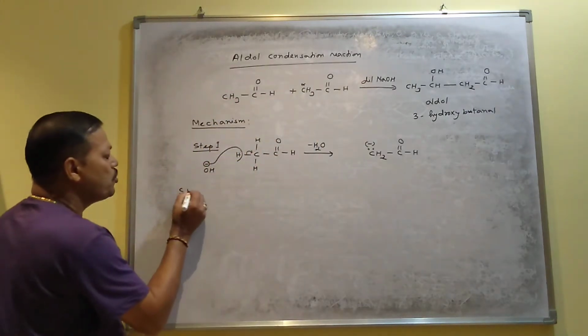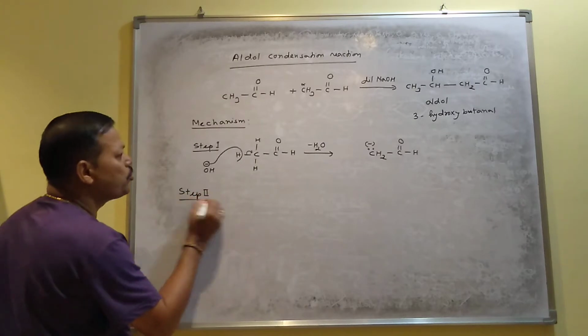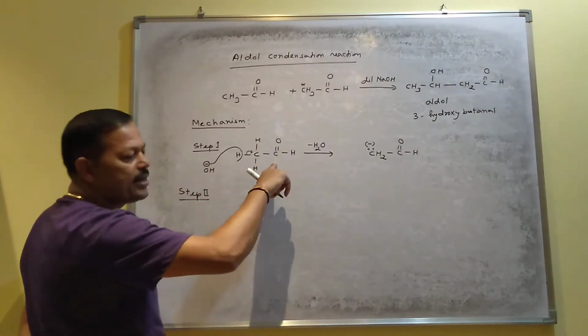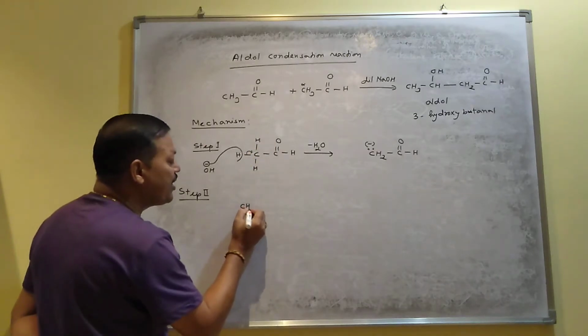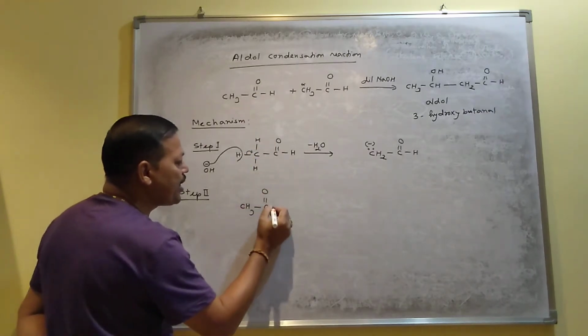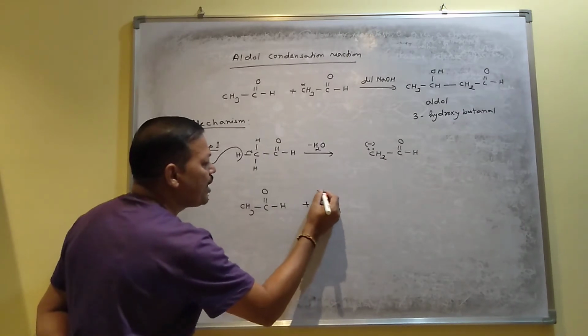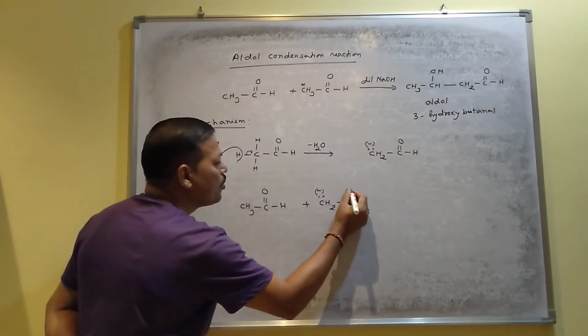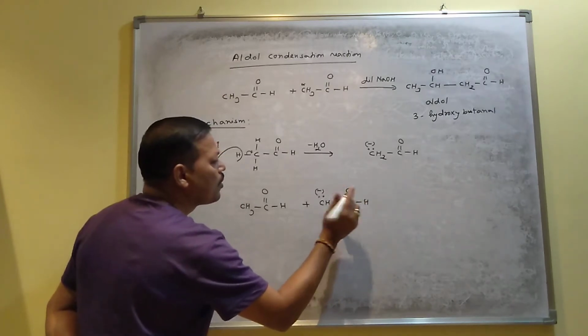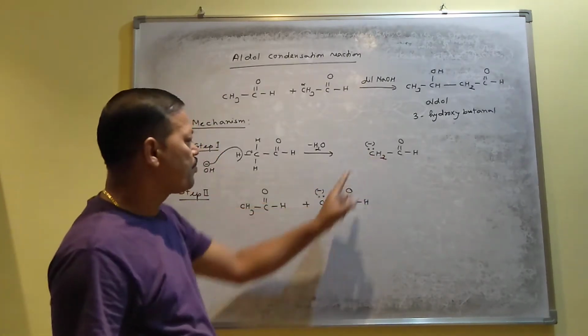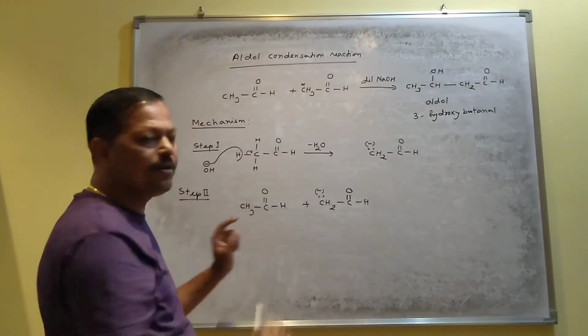In step 2, we consider one aldehyde. Now I will take another aldehyde, CH3CHO. This is your other aldehyde, and this is your first aldehyde which lost the alpha hydrogen like this. So this is your first aldehyde and this is your second aldehyde.